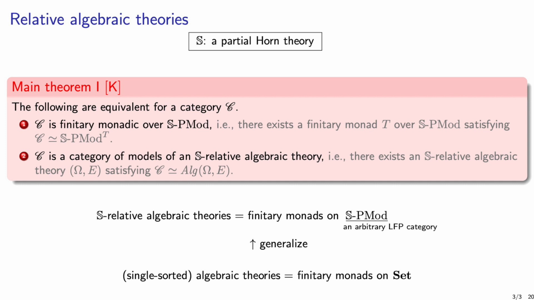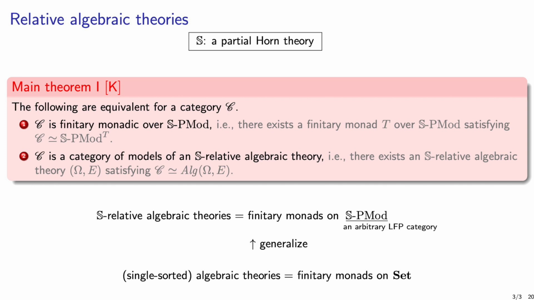Relative algebraic theories here are in a sense equivalent to finite monads over SP mod. That is, finite monadic categories over SP mod characterize the category of models of a relative algebraic theory. This is the first main theorem in today's talk. Roughly speaking, this theorem asserts that relative algebraic theory is equal to finite monads over SP mod. This is a generalization of the classical one.